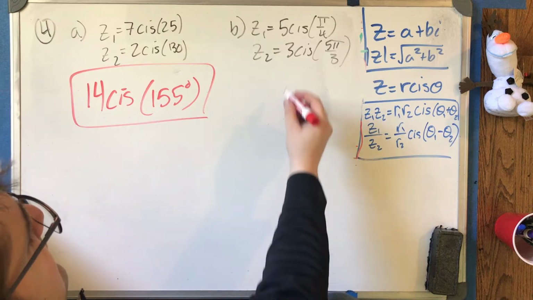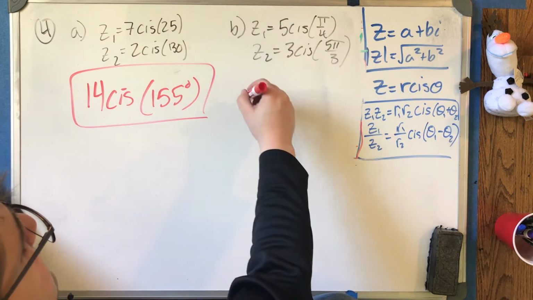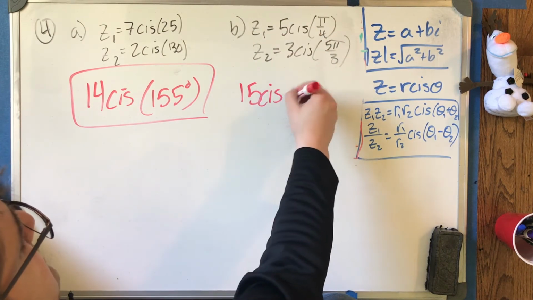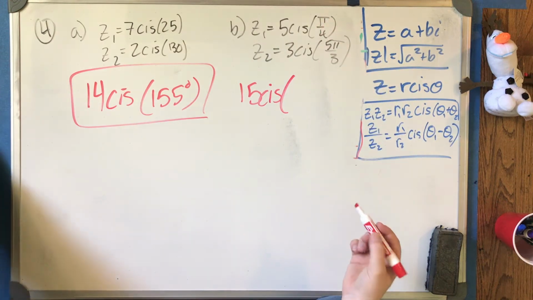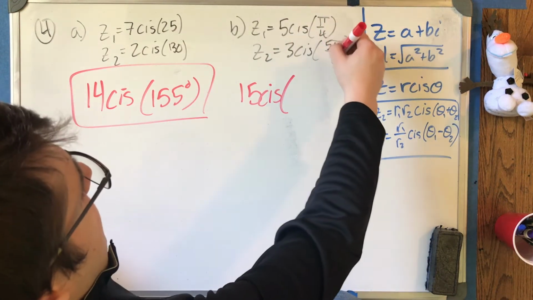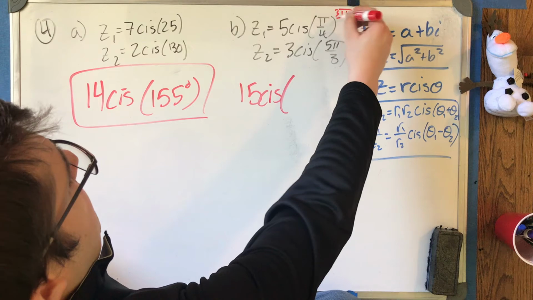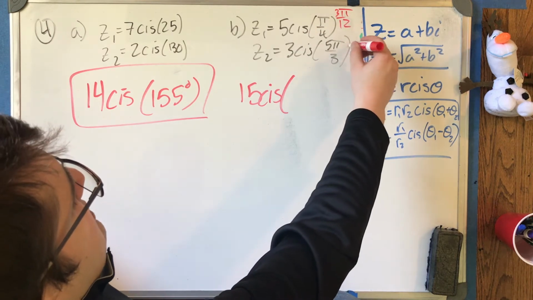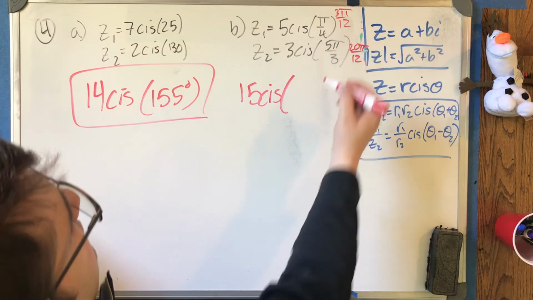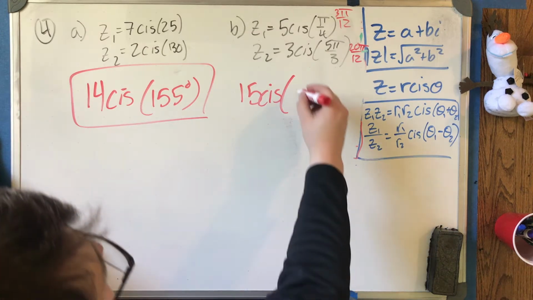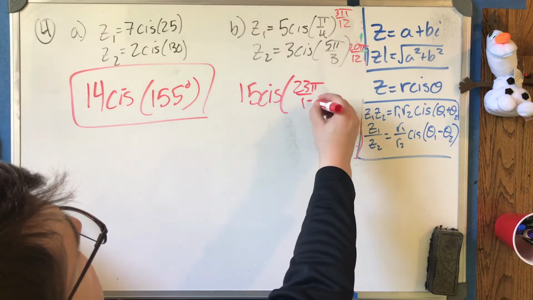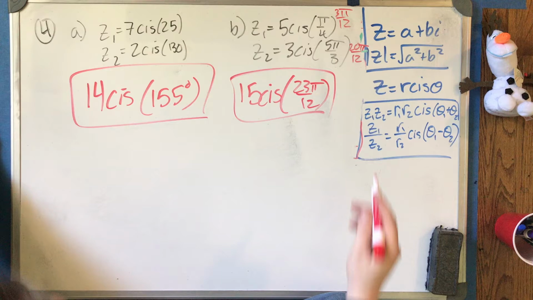Over here, same exact idea. We're going to multiply. So 3 times 5, that's 15. The last time I checked. Cis. Ooh, I got to add these things together. All right, so let's see. I need them to have a base of 12 probably. So that's going to be 3 pi over 12. This guy's going to be 20 pi over 12. So when I add those together, that's 23 pi over 12. Not a special angle, so I leave it.